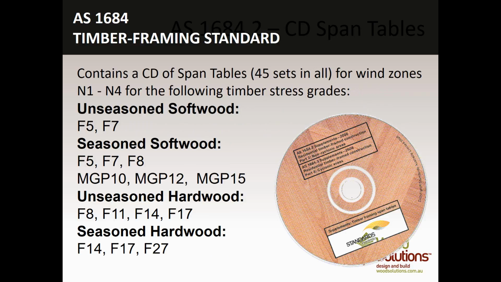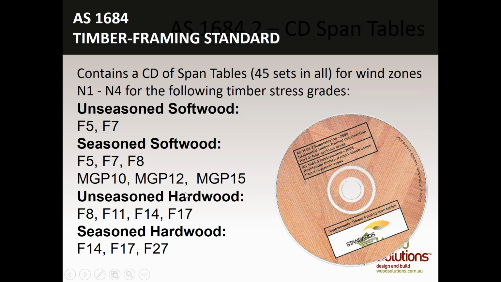If you buy a hard copy of the Australian Standard, it will come with a CD of span tables. Australian Standards are relatively expensive to purchase, but if you have more money than time, purchasing a hard copy with that CD certainly saves you a lot of time, because within SAI Global, you have to download those span tables individually, and going through all that methodically can take quite a while. Having the CD can save you a lot of time.